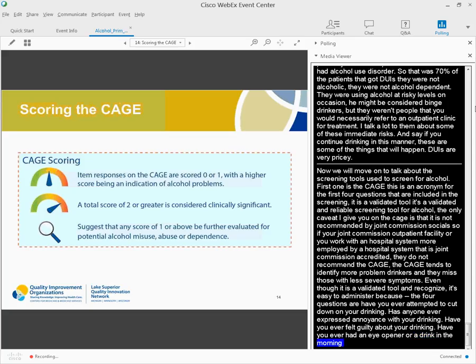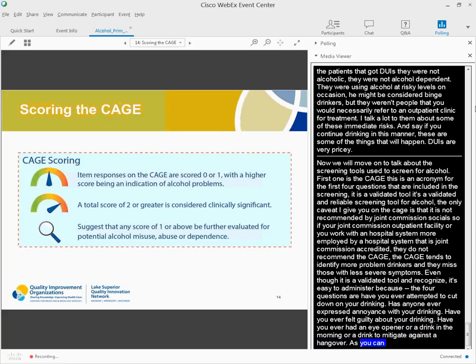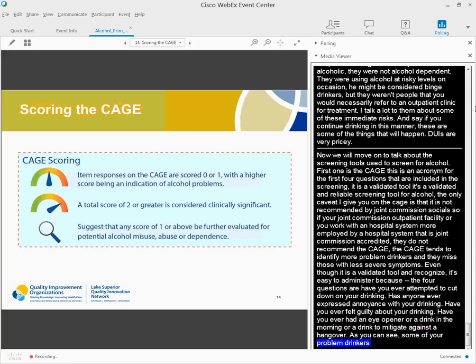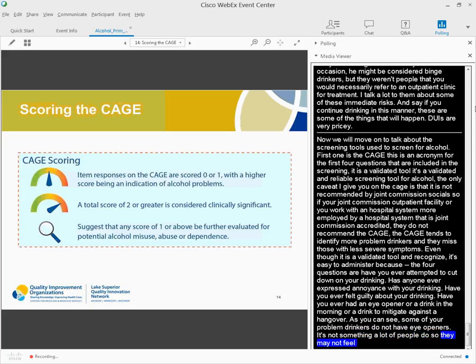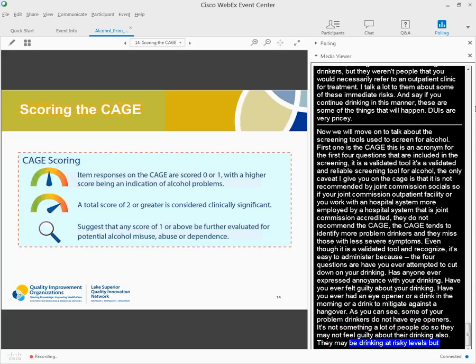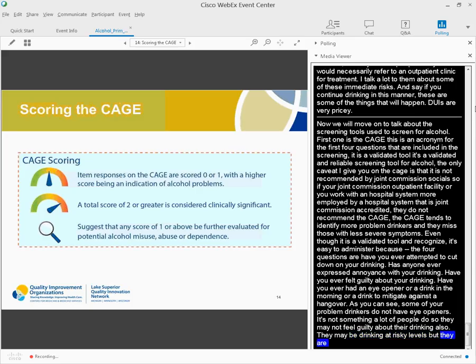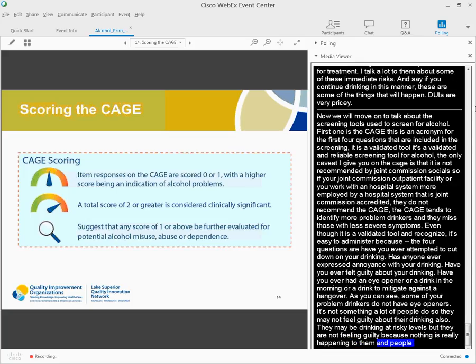So as you can see, some of us problem drinkers, a lot of people don't have eye openers. I mean, it's just not something a lot of people do. And they may not feel guilty about their drinking, right? Because they may be drinking at risky or hazardous levels, but they're not necessarily feeling guilty about it because nothing's really happened to them. And people may not have expressed annoyance about them. And they may not have attempted to cut down.